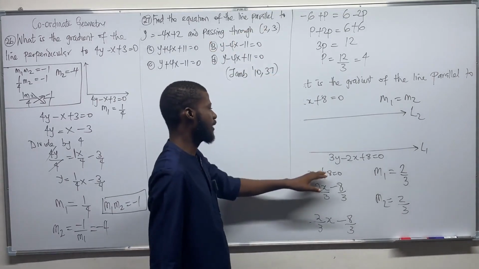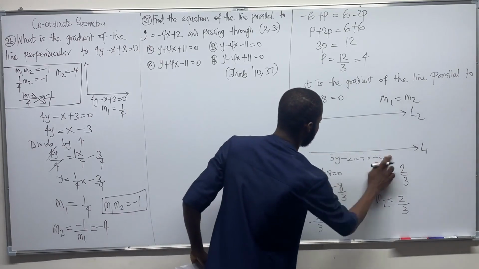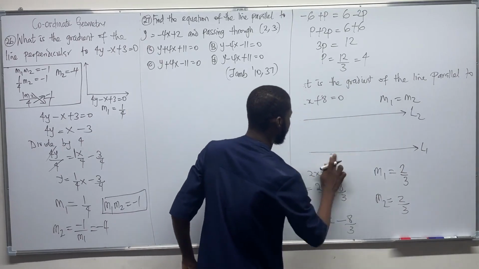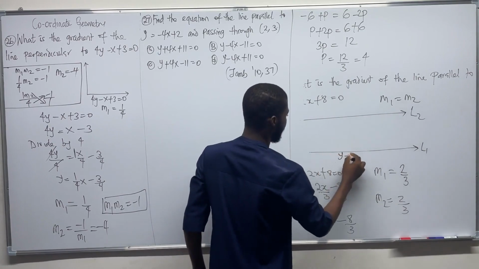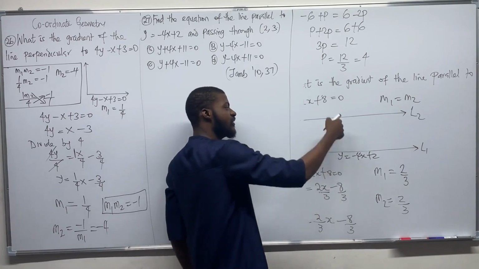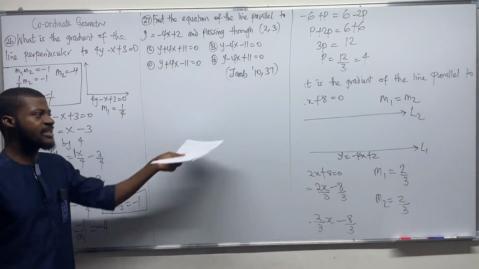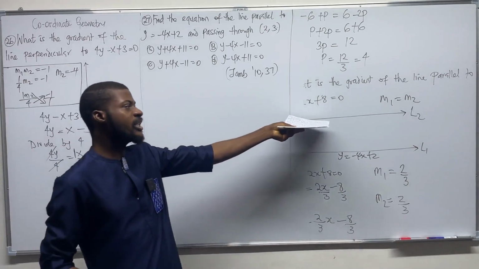These are two parallel lines, but the equation of the first one was giving us y equal minus 4x plus 2. They're asking us to now find the equation of the second one. That's what this equation is saying. Let us find the equation of the second one. So what do we do? It's very simple.